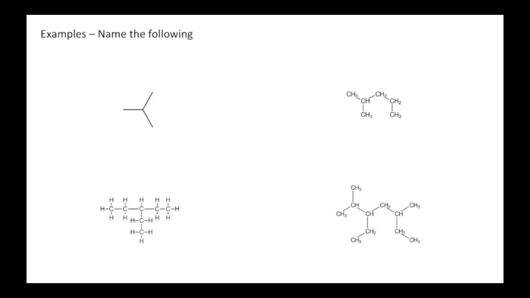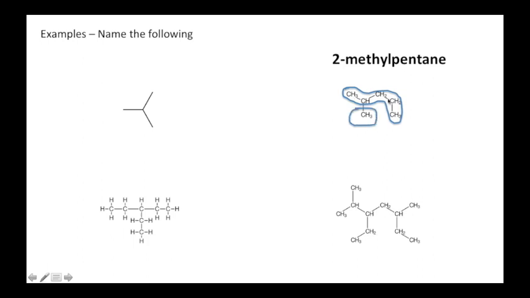So, name the following. Let's start with this one. How would you name that? Well, if you want to try this, we'll just hit pause. Now, here's the name. Let's see if you got it right. It's 2-methylpentane. Why is it that? Well, you got to find the longest continuous chain. Find the parent. There it is. There's the parent. And then this is a branch.